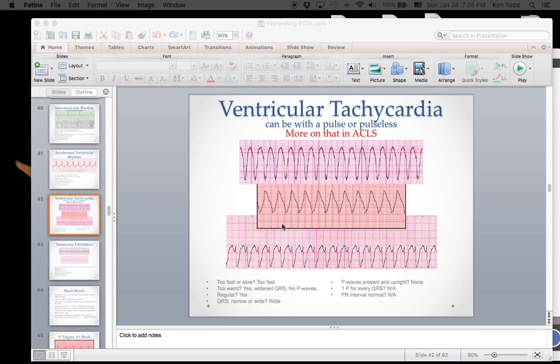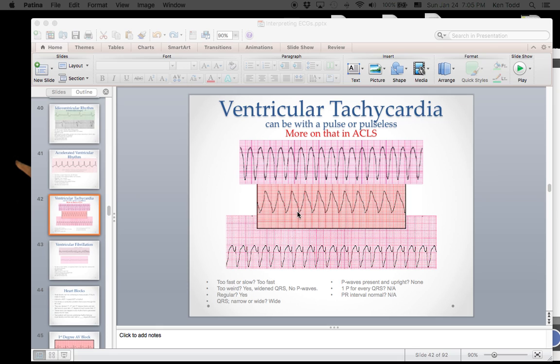Now, the morphology can change dramatically from one patient to another depending on where in their heart is irritated and starting this beat. But these are just 3 different examples of VTAC. You can see they all look a little different from each other, but when you run through those questions, there's not really anything else that could be doing that.